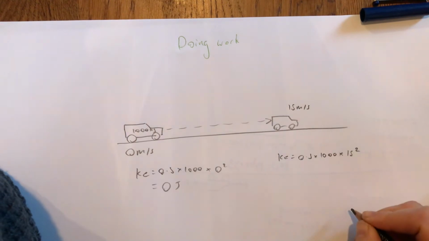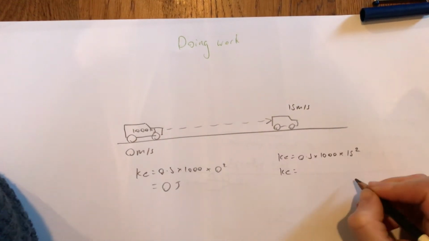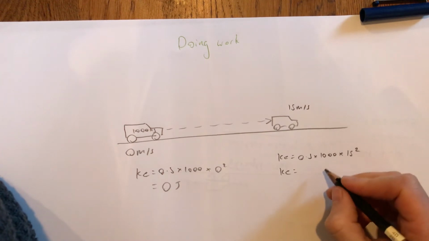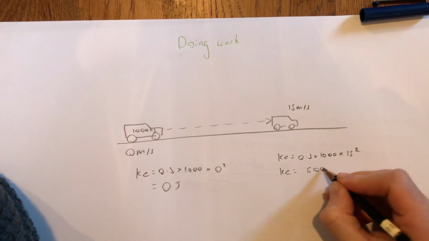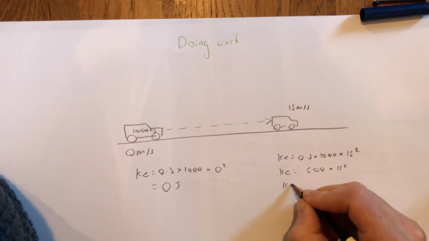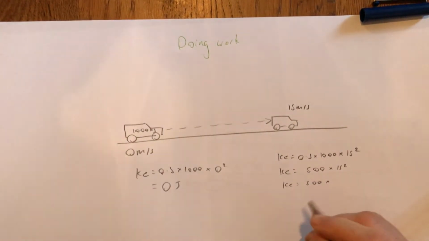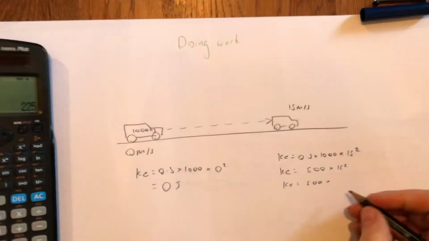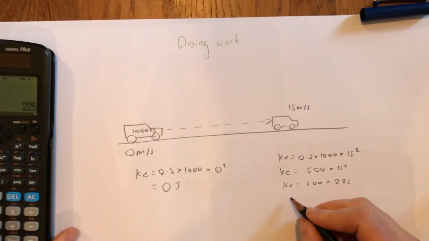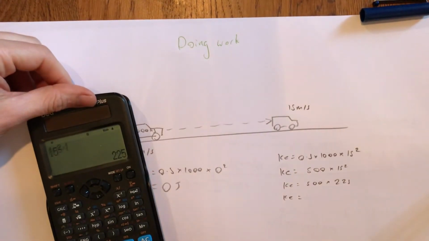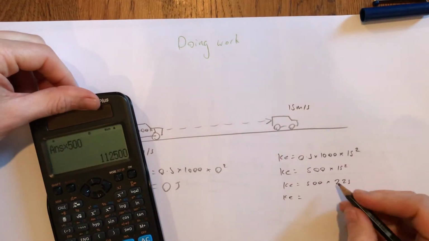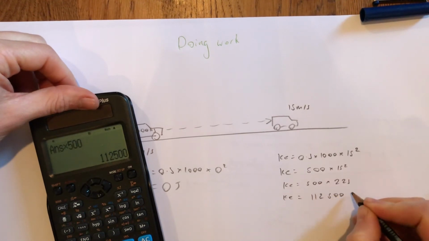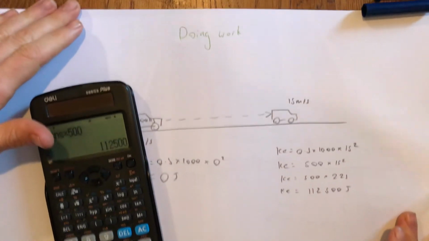Don't forget this, squared. I like to do this step by step so that I can spot any mistakes I might have made. 0.5 times 1,000 is 500 multiplied by 15 squared. Kinetic energy is 500 times 15 squared. Let me just grab a calculator. I'm pretty sure it's 225, but I just want to not do that in my head because I can't multitask very well. 15 squared equals 225, and then finally evaluate that. Kinetic energy, 500 times 225 gives me 112,500 joules. Remember, in energy, you do tend to get quite big numbers.